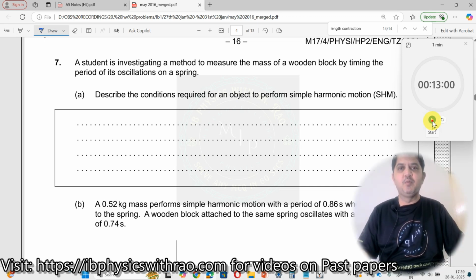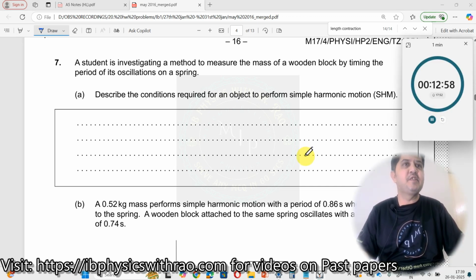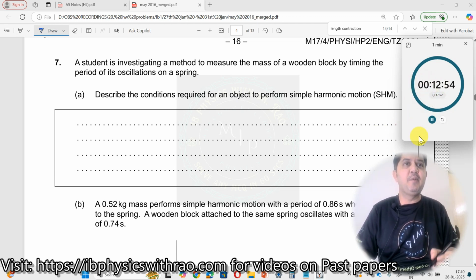Okay, question number 2. So this question is for 13 marks. So I have set the timer to 13 minutes. Let us see whether we will be able to solve it or not.